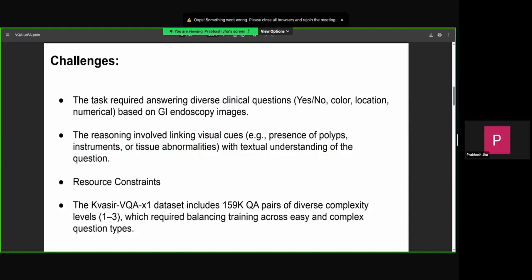Now, we encountered several challenges during this project. The task required answering diverse clinical questions, yes/no, color, location, numerical, based on GI endoscopy images. The reasoning involved linking visual cues, presence of polyps, instruments, or tissue abnormalities with textual understanding of the question. We had some resource constraints as well. The data set included 159K Q&A pairs of diverse complexity levels, 1 to 3, which required balancing training across easy and complex question types.